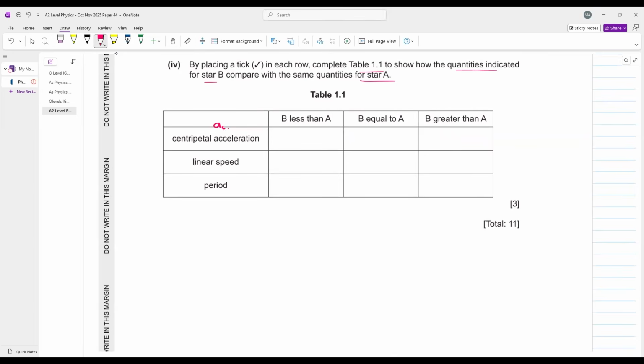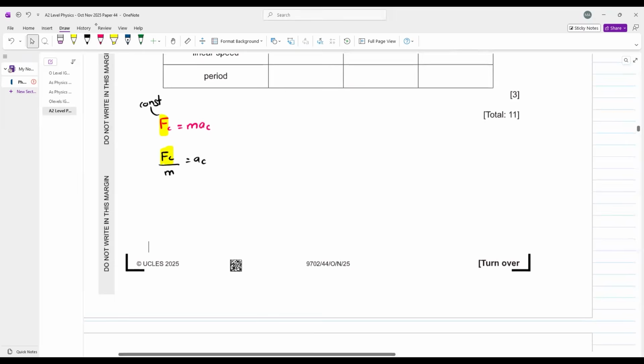Acha, what about centripetal acceleration? Do you remember the formula? Centripetal force is equal to mass into centripetal acceleration. The centripetal force on star A and star B is constant, है ना? What can you do? क्या कर सकते हो आप? You can realize that mass becomes inversely proportional to centripetal acceleration.